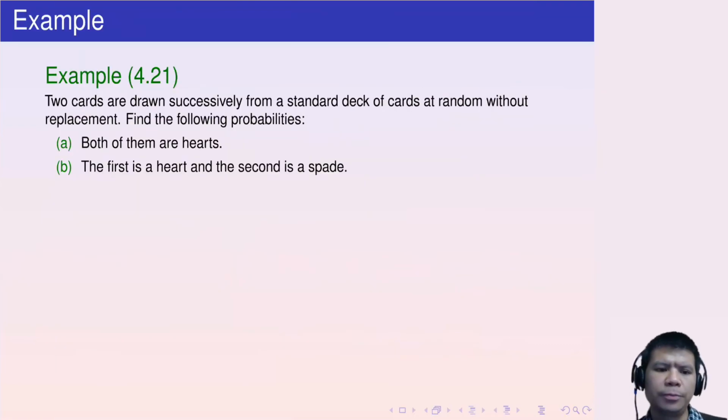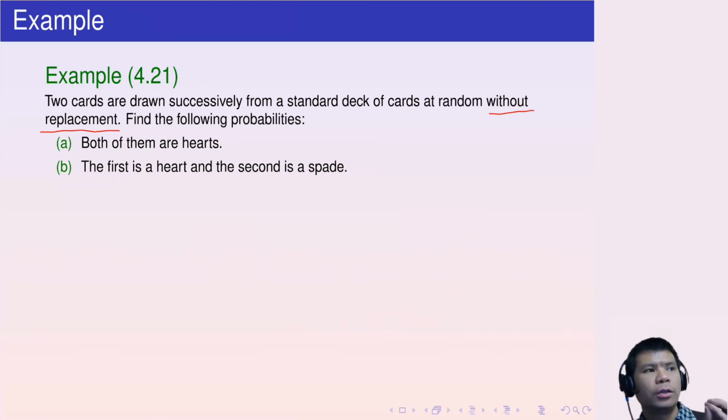Consider this example. Two cards are drawn successively from a standard deck of cards at random without replacement. Now we want to find the following probabilities. A, both of them are hearts. B, first is a heart and second is a spade. Firstly, I want to make sure that we understand what we mean by without replacement.